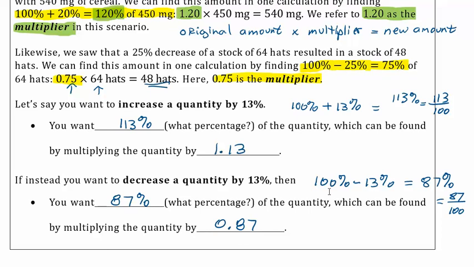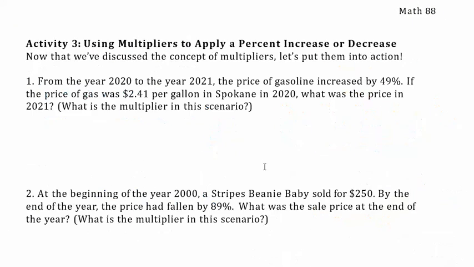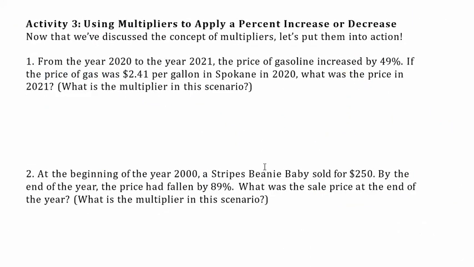I know a lot of you have learned to move the decimal 2 places to the left, and that's great, that works. To change a percent to a decimal, move the decimal 2 places to the left. But I want you to understand why. It's because percent means per 100. And when you divide by 100, yes, you move the decimal 2 places to the left. All right, let's see if we can work with these multipliers in the next activity.